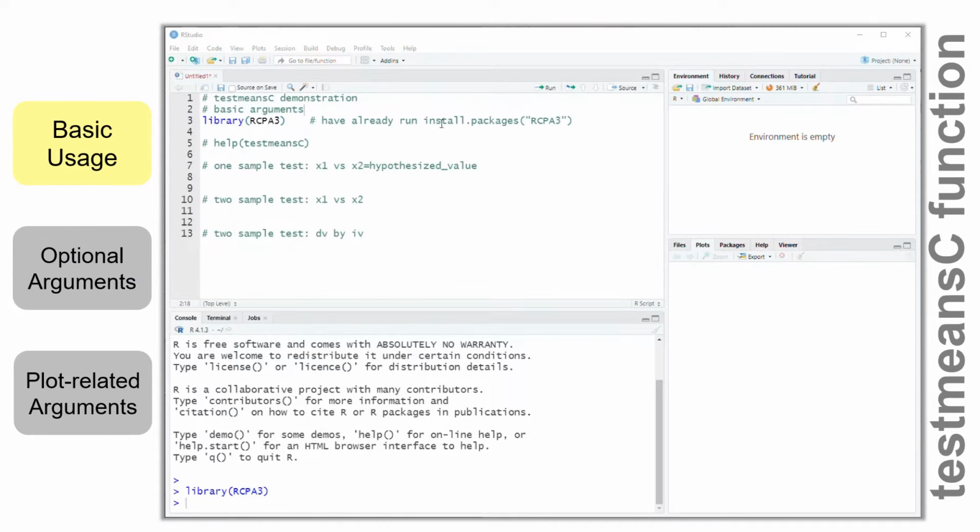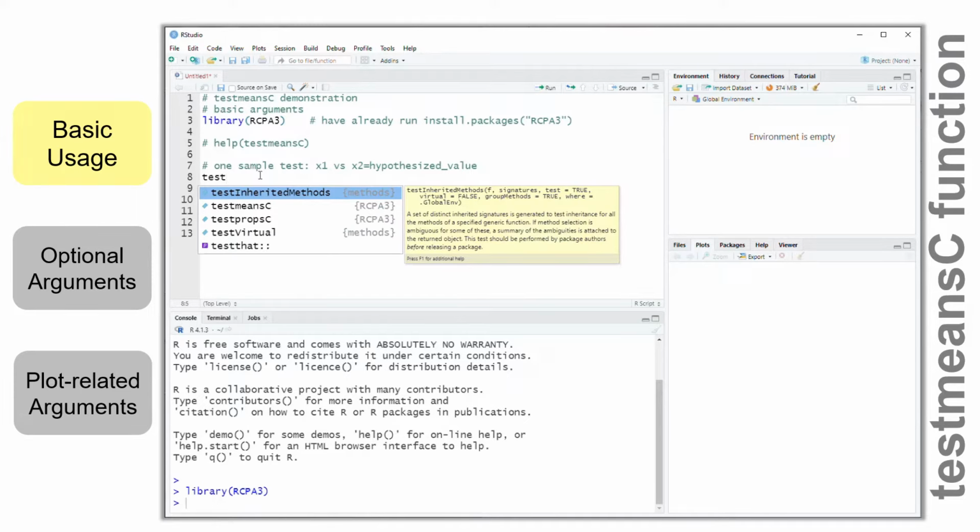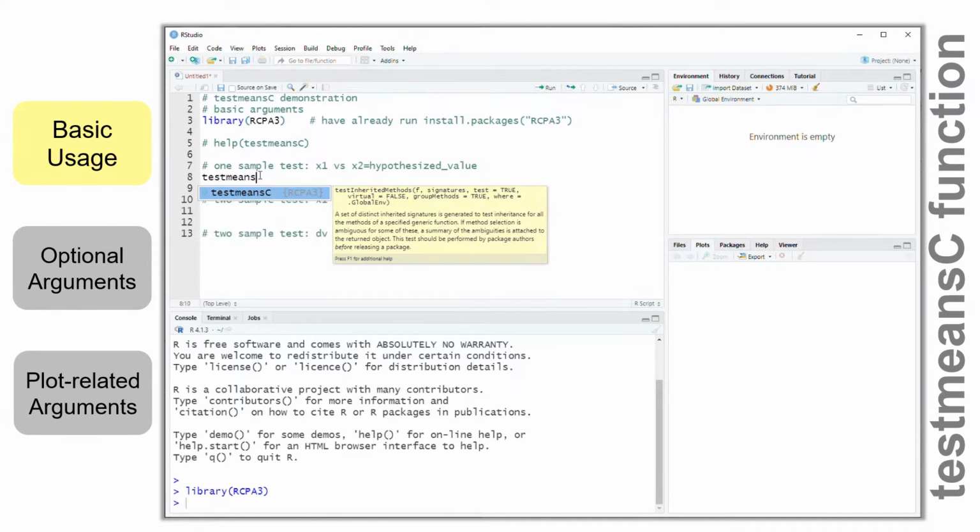Okay, so the testmeansC function is used to run difference of means tests in different varieties. The most basic flavor of the test is a one sample test where we're testing the mean of a sample variable against some hypothesized value. It would look something like this.